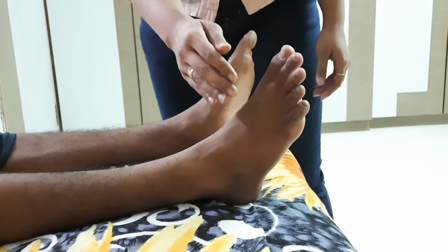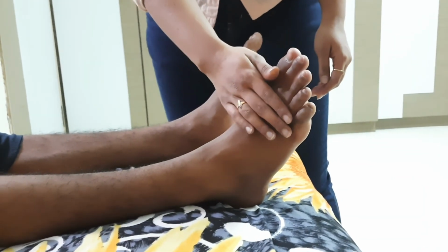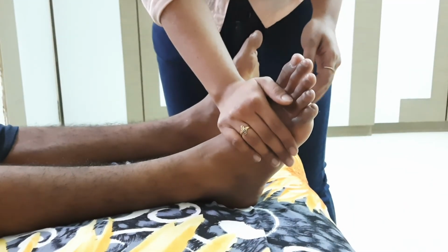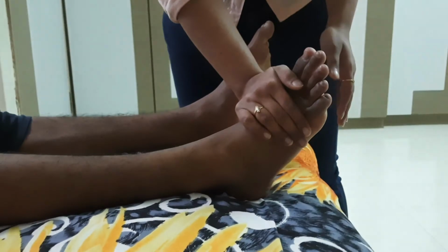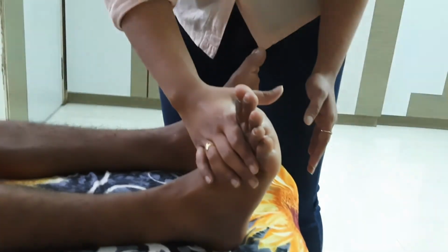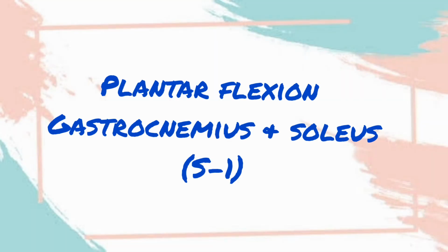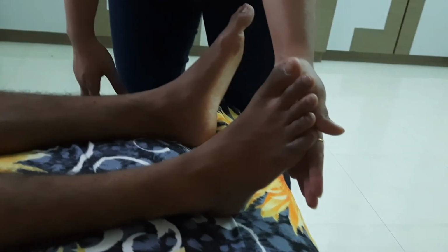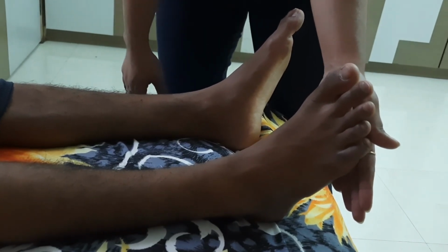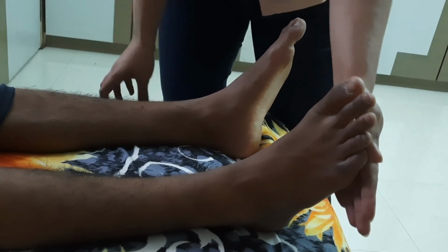Foot dorsiflexion, which is mainly tibialis anterior, that is L4 and L5. Ask the patient to pull up against your hand. The plantar flexion, which is mainly done by the gastrocnemius and soleus muscle, which is supplied by S1. Ask the patient to push against your hand.